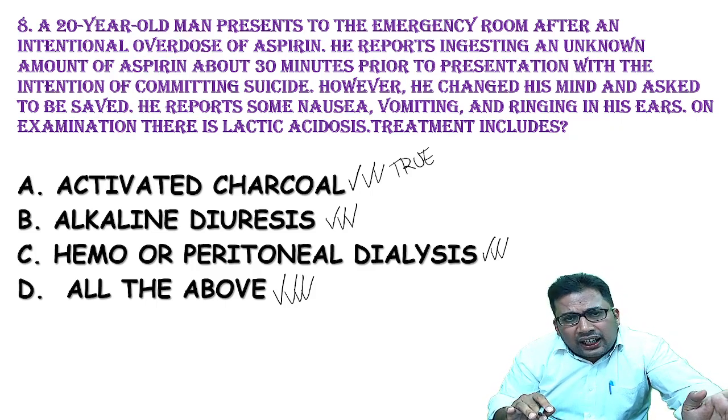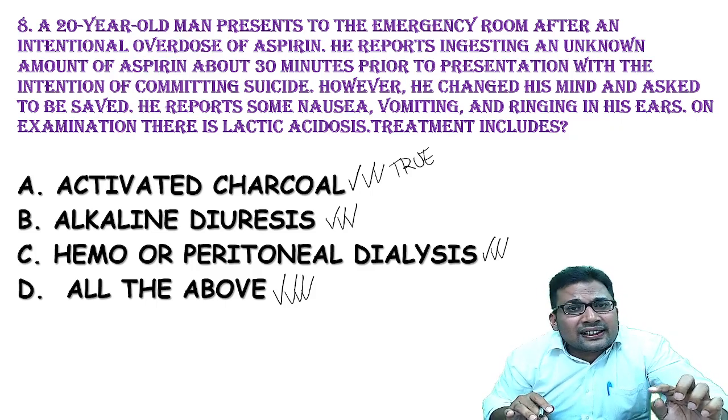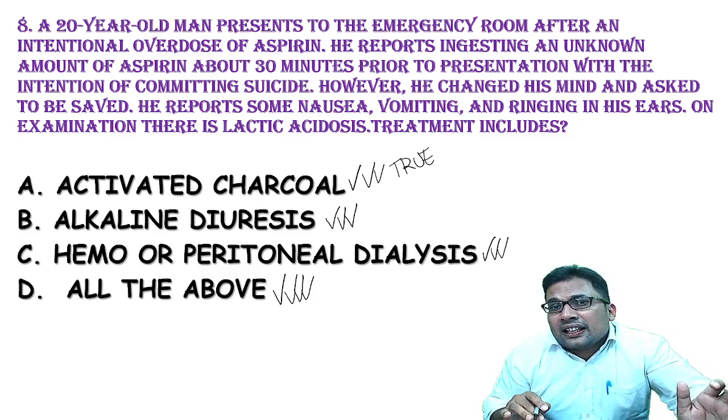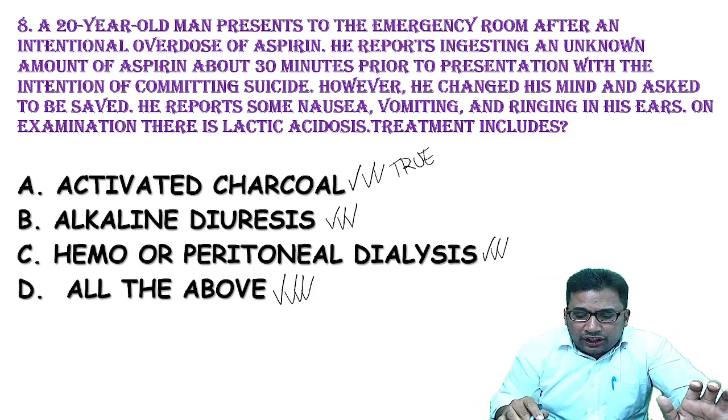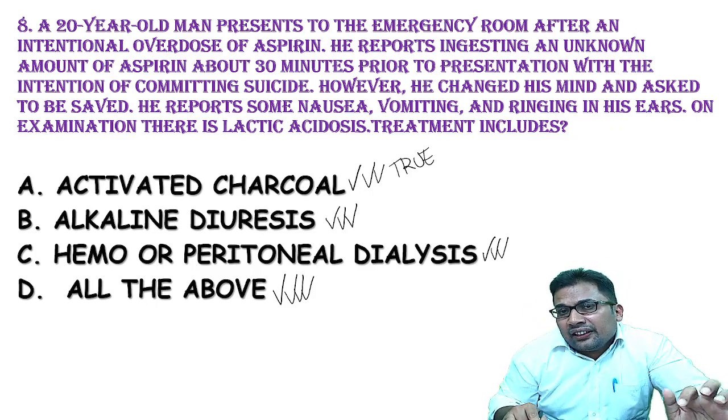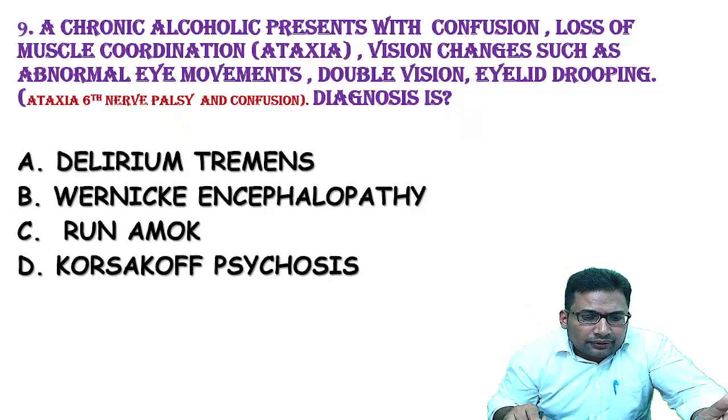So A, B, C are correct. Some students say N-acetylcysteine was given. Then that is the correct answer. If some other antidote is given, that is the correct answer. Okay. Because N-acetylcysteine is given in paracetamol poison.